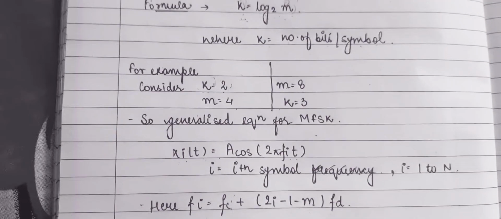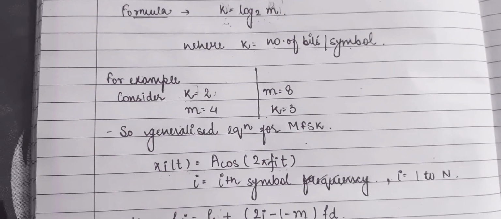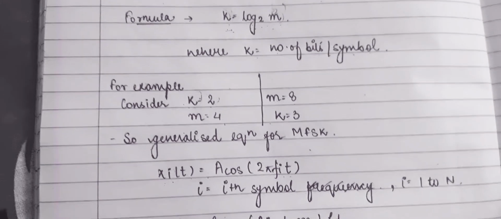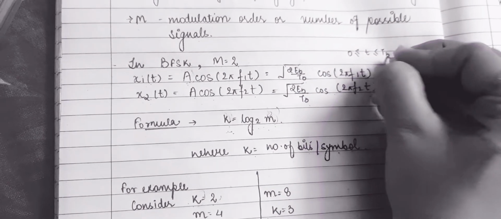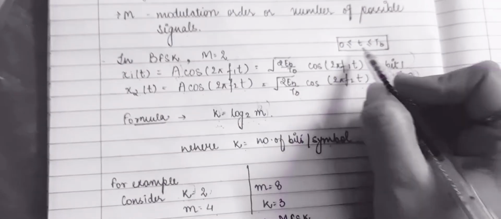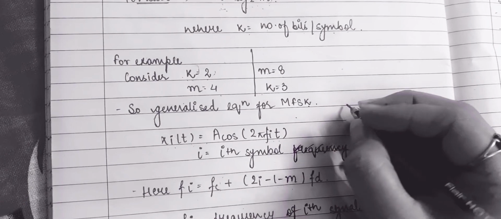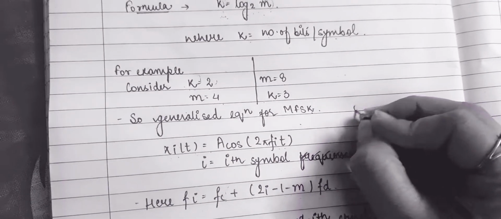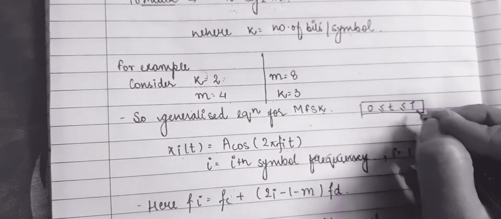Now see, if we talk about the time period in MFSK, the time period will be associated with the symbol, not with the bit. So in BFSK, the time duration was between 0 to Tb, where Tb represents your bit duration. But in case of MFSK, this is the basic difference between BFSK and MFSK, the time duration will be limited from 0 to T, where T represents your symbol duration.